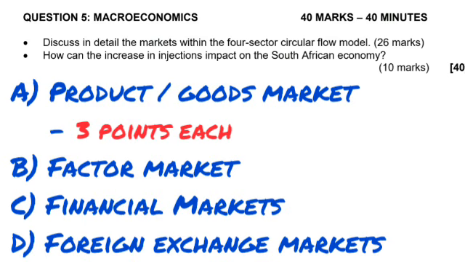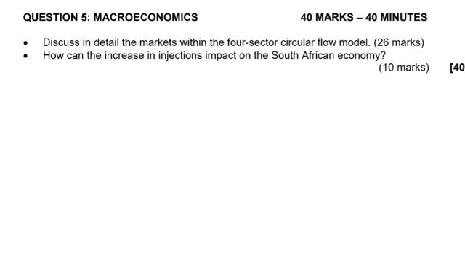We have a product and goods market, and you're going to give 3 points from what you have already taken in your notes under the product market. What is a product market? How does it connect the participants, and how does it connect to the other markets? What do we do in that market? Your first point could even just be defining what a product market is: a market where goods and services are exchanged. You are going to do the same thing with your factor markets, as well as with your financial markets and foreign exchange markets.